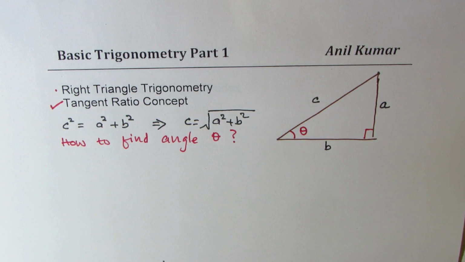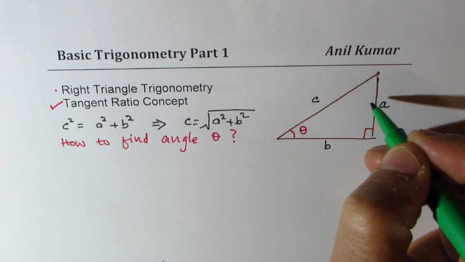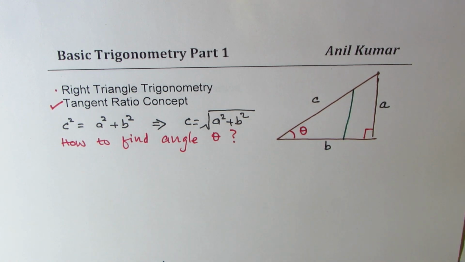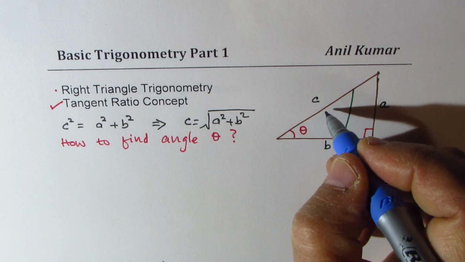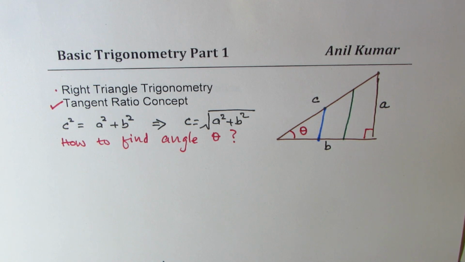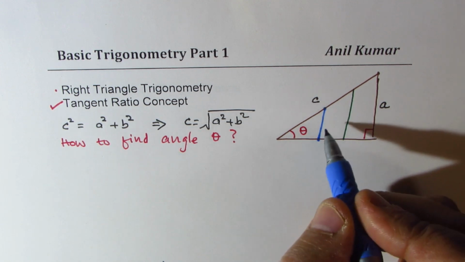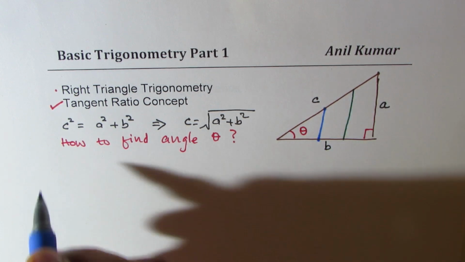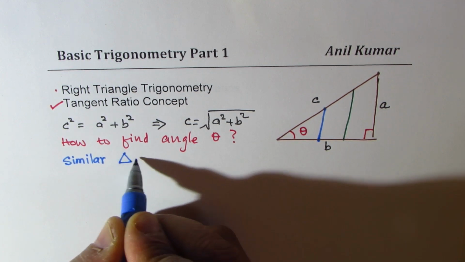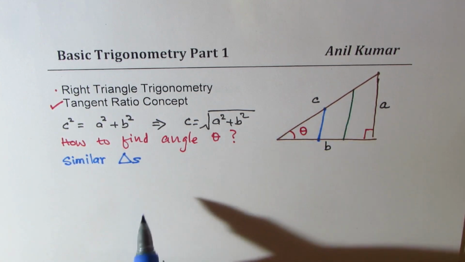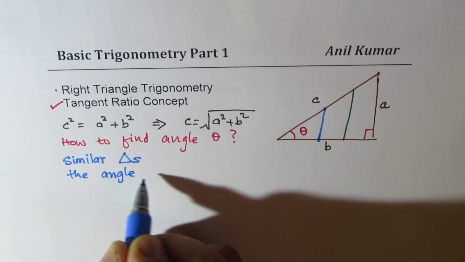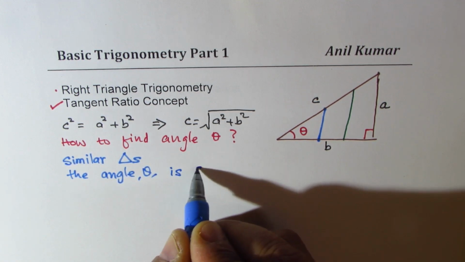What you also notice here is that if I have similar triangles, that is to say, if I draw lines parallel to this, for example, like this one, or maybe much smaller. So for all these lines drawn, we have different triangles, correct? So this is a smaller triangle, bigger triangle, so we have similar triangles. Let's write triangles like this. So in all these similar triangles, the angle theta is same.